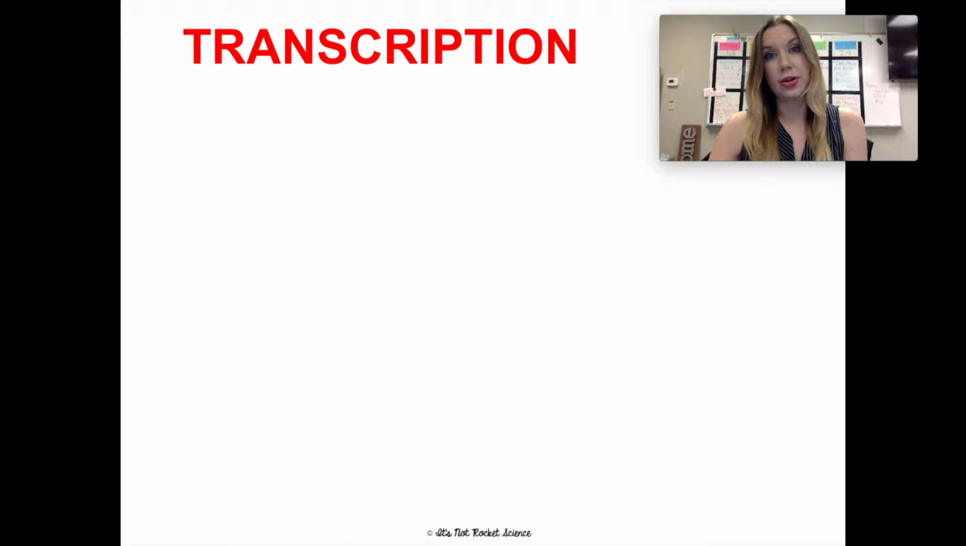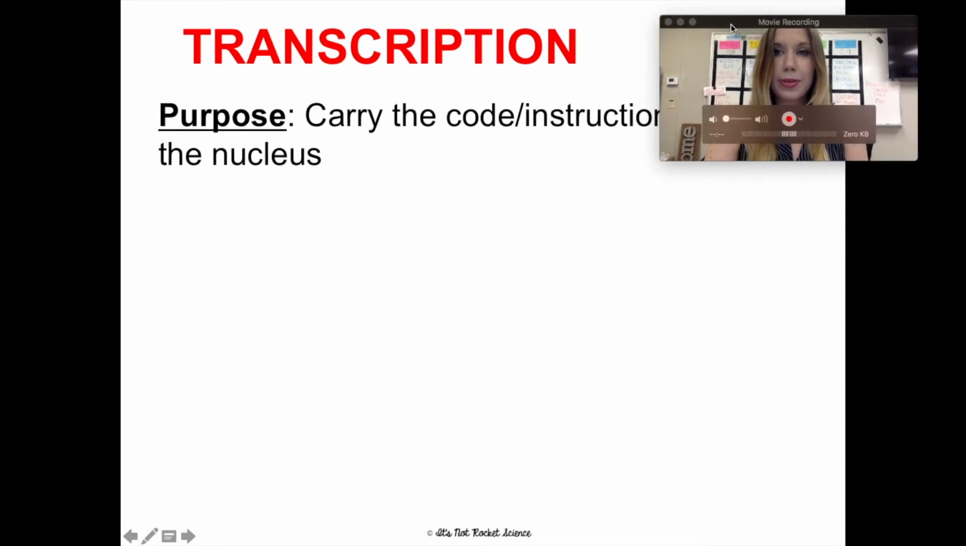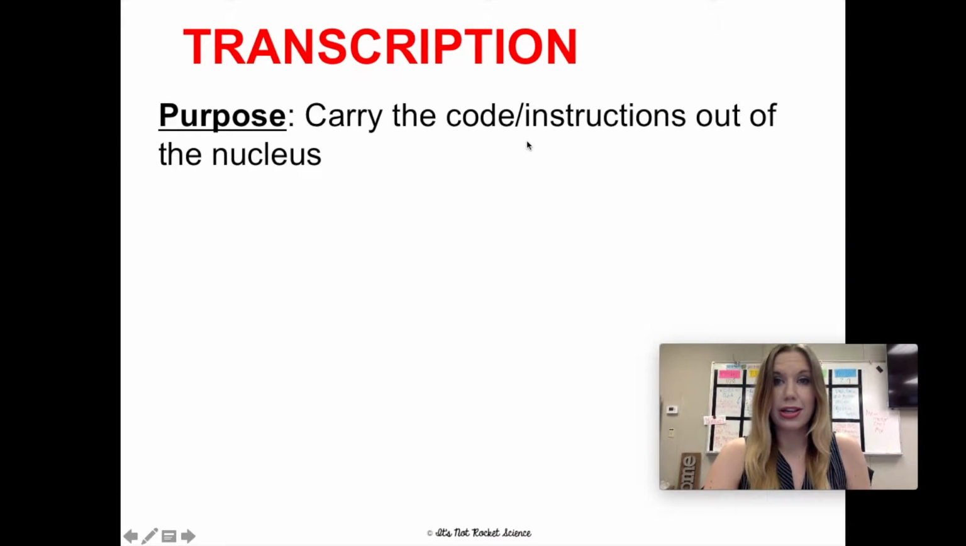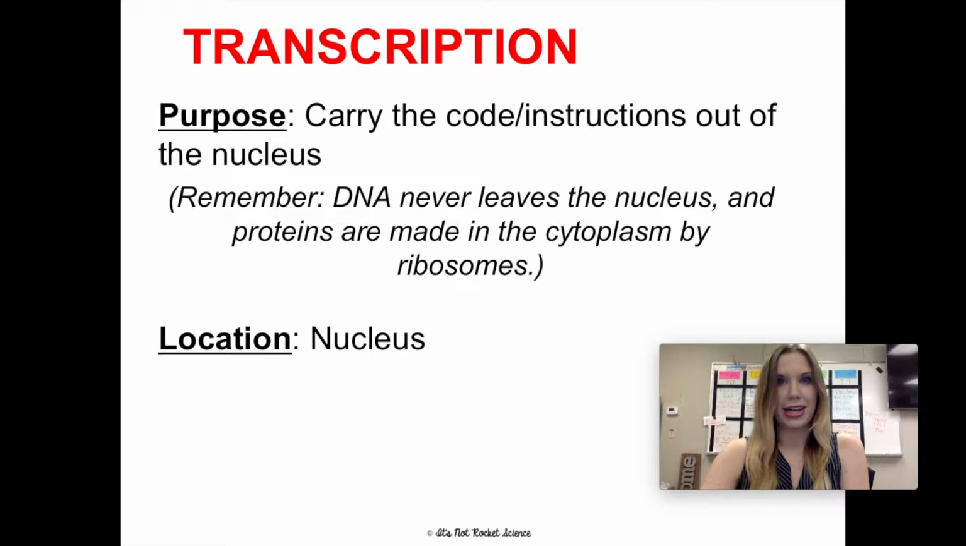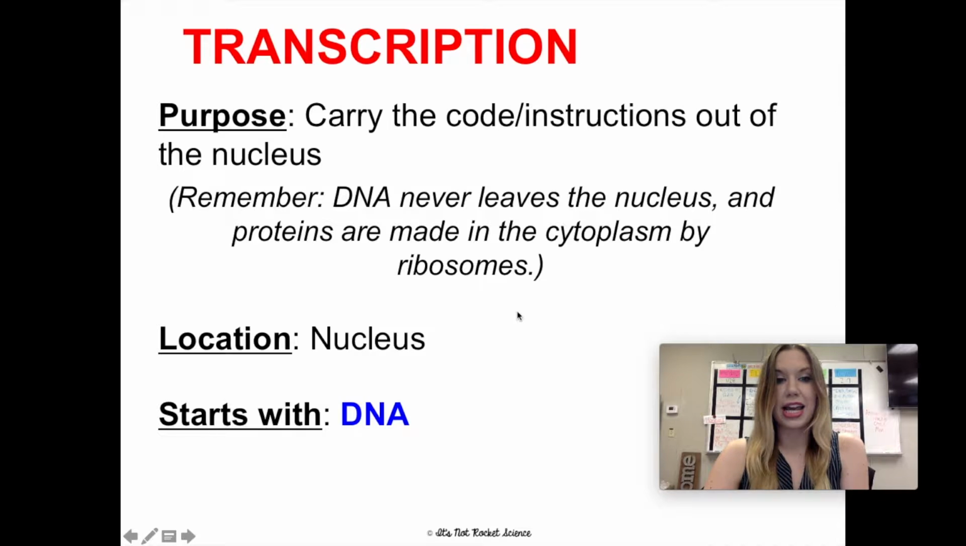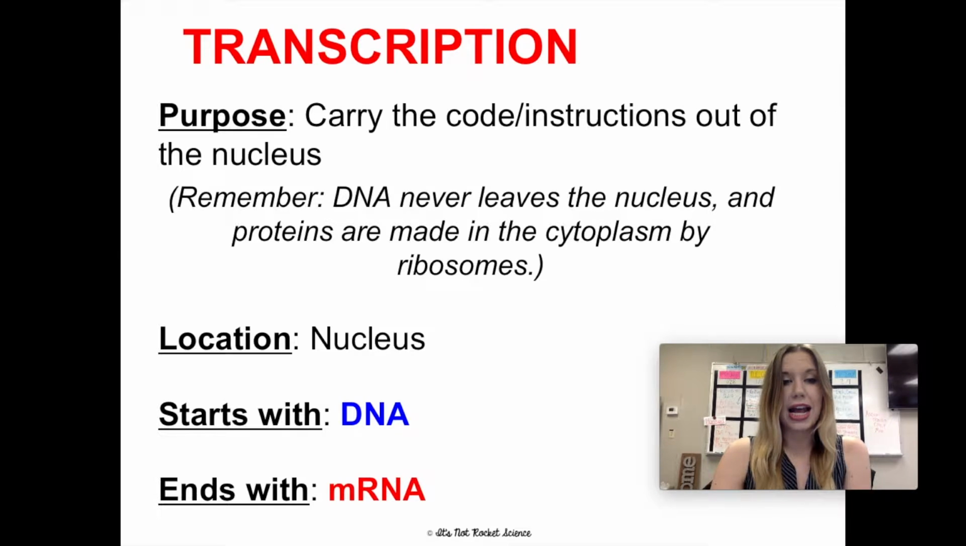Because remember, the ribosome is what actually makes proteins. They're little protein-making factories. So the purpose of transcription is to carry the code or instructions out of the nucleus. The location of transcription is within the nucleus. It starts with DNA. At the beginning of transcription, you start with DNA, and at the end of transcription, you end with mRNA. So remember that messenger RNA.